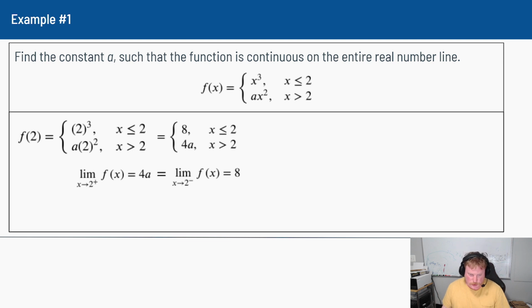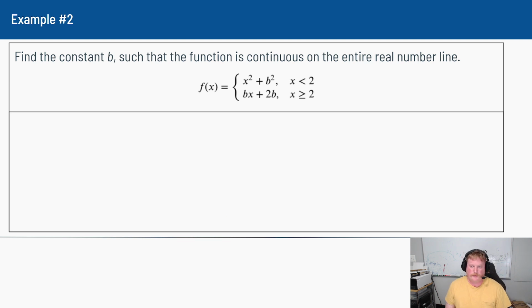So at 2, which is where the piecewise function is broken into two pieces, we want the value for a to equal 8. So that's going to yield an answer of a being equal to 2. And that's my answer.